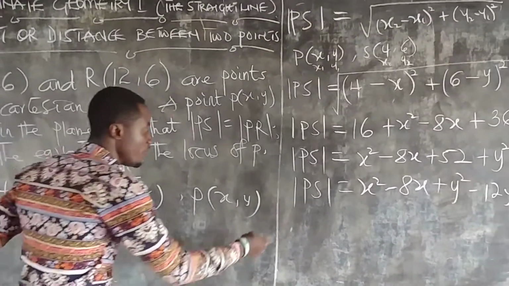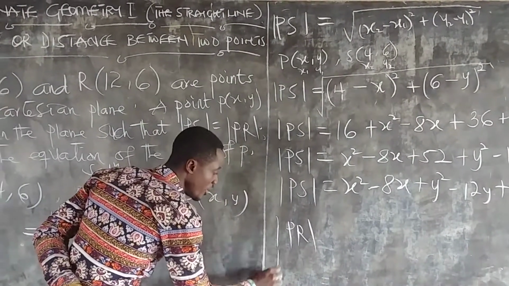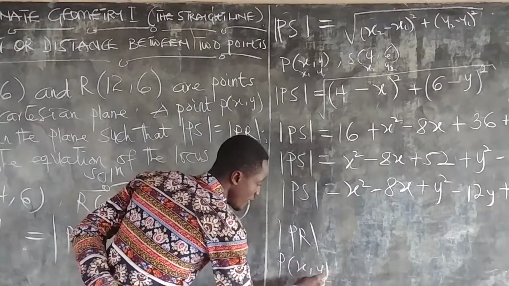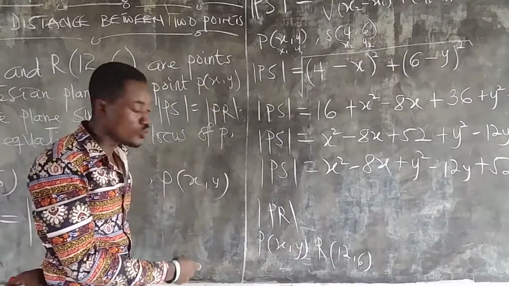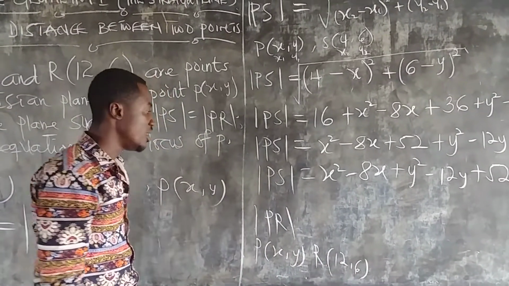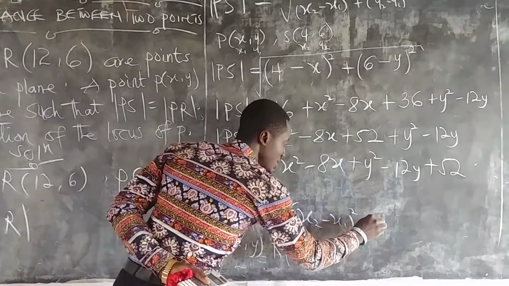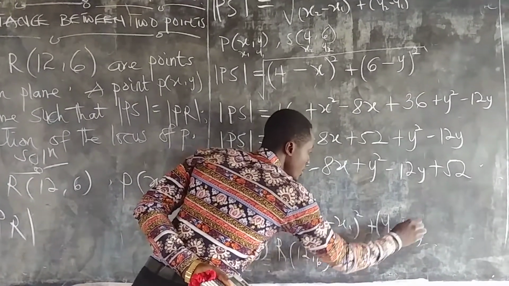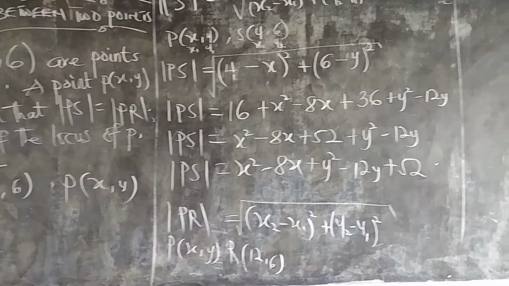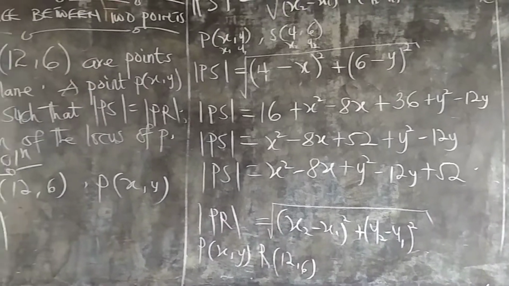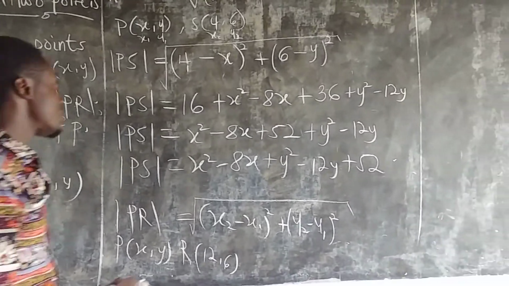In solving for the length of PR, you need the point P, which is (x, y), and the point R, which is (12, 6). You need these 2 points to determine the length of PR. And this is equal to the square root of (x2 minus x1) squared plus (y2 minus y1) squared. When you finish stating your formula, then your substitution follows. So let's continue.